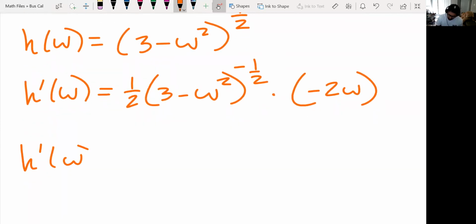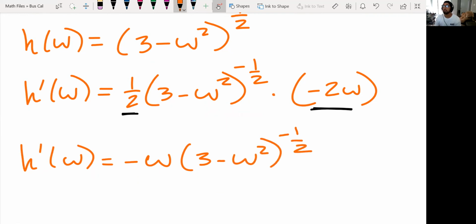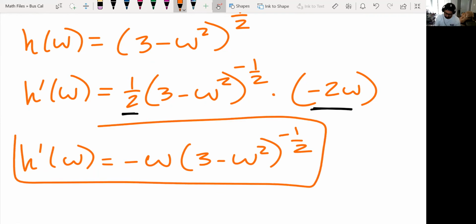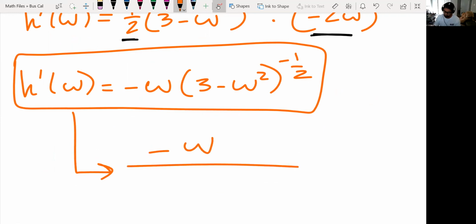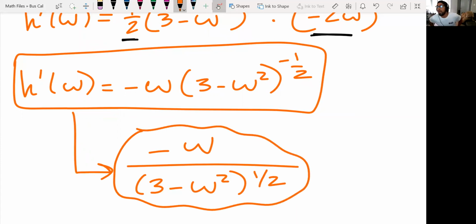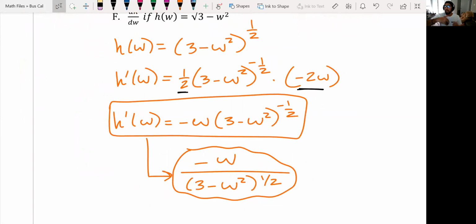So h prime w, and then outside times outside, well, 1/2 times -2w should just leave me with -w times 3 minus w squared to the -1/2. Once again, perfect answer, but if it wants you to rewrite, you're going to get -w over 3 minus w squared to the 1/2. So in some of these, we had to rewrite and then take the derivative. The earlier ones, we did not.